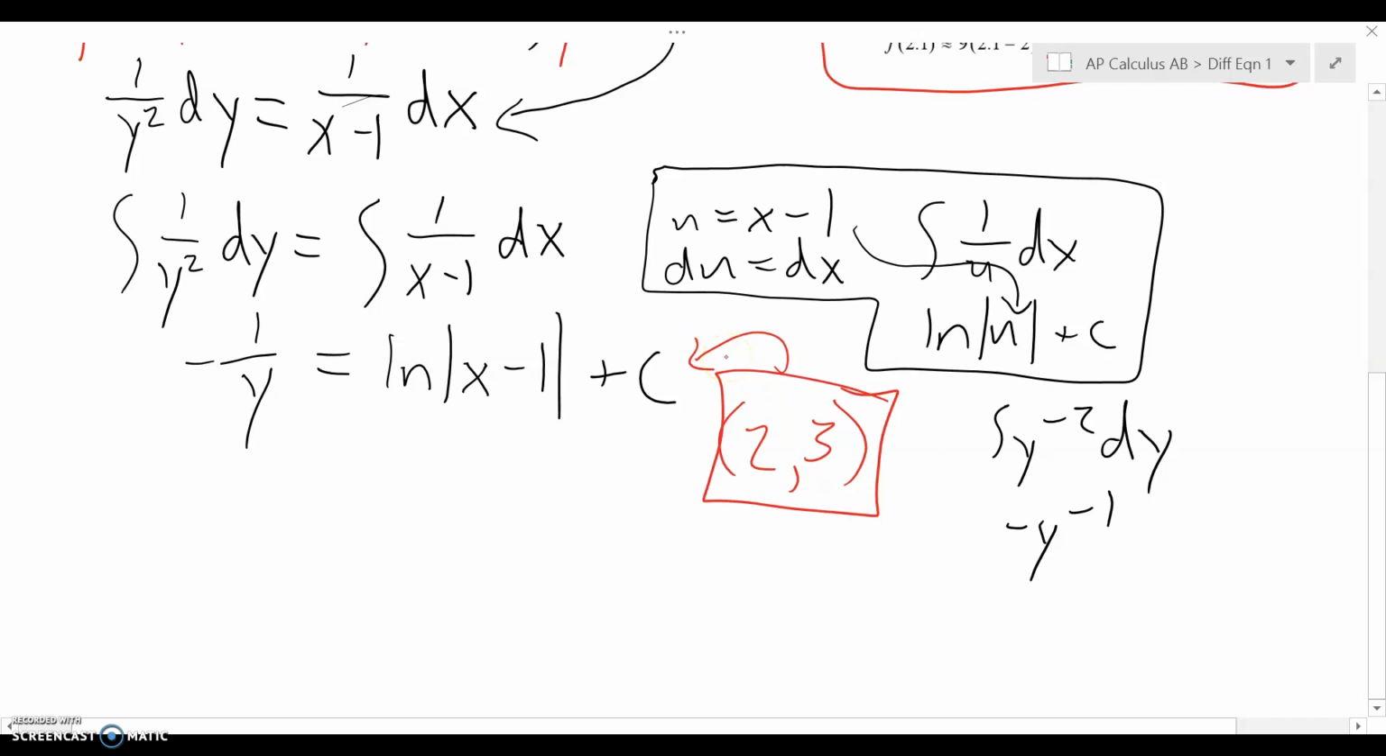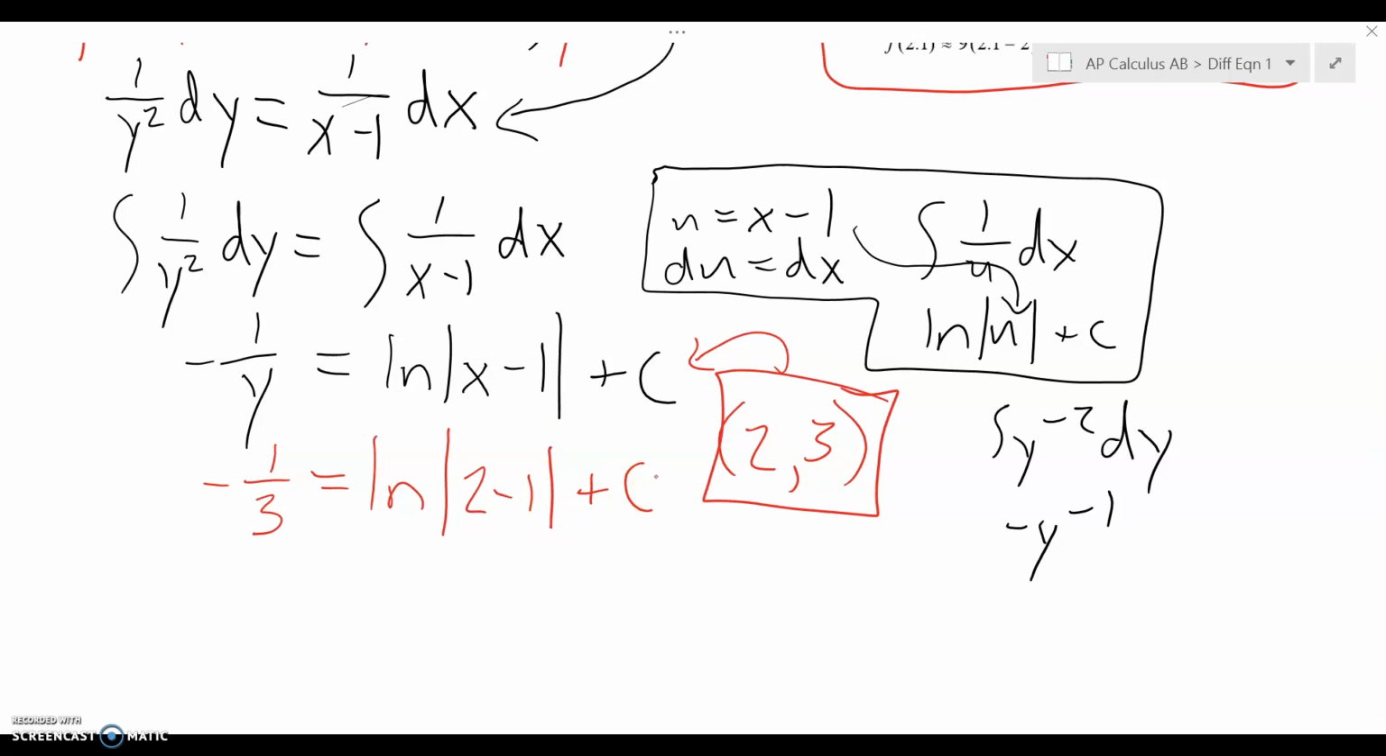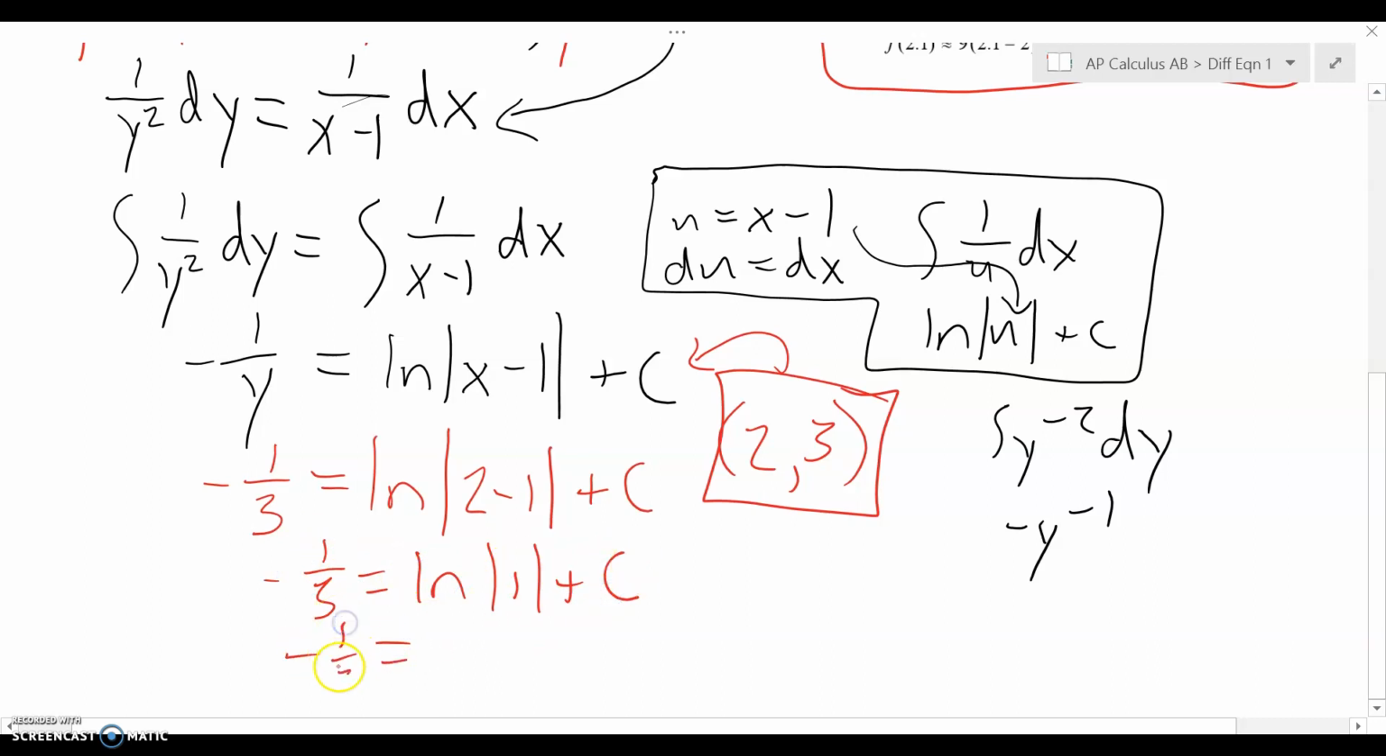So I'm going to take 3 and put it in for y. So that's a -1/3. I'm going to take 2 and put it in for x. And I'm just going to hang on to these absolute value bars. They aren't super important because what's in there is positive, but it also doesn't hurt to have them. So that's the ln of 1, and the ln of 1 is 0, which means c is -1/3. So I've now used the initial condition to figure out what c is.